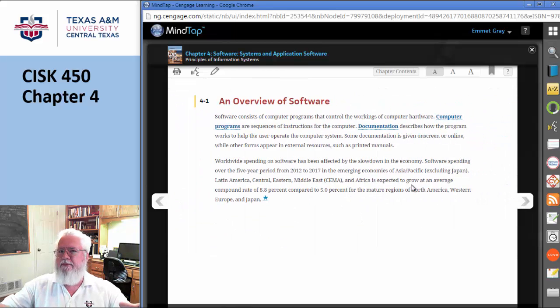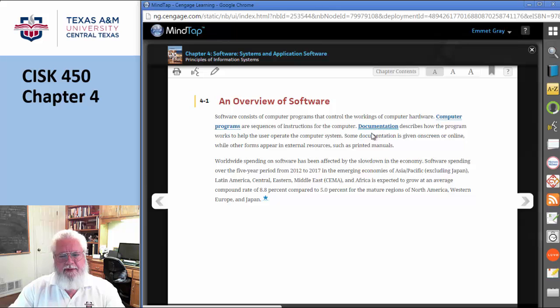They start off with some terms, and the terms are kind of weird. The definition of a computer program is a sequence of instructions for computers. Jeez, okay, that's kind of silly. But I think everyone knows what a computer program is. Basically it's that little goofy icon you click on and makes things run, right? So I think everyone kind of gets that.